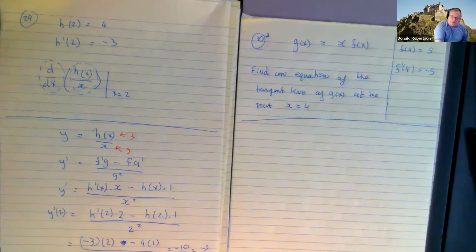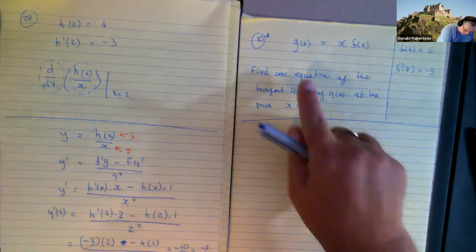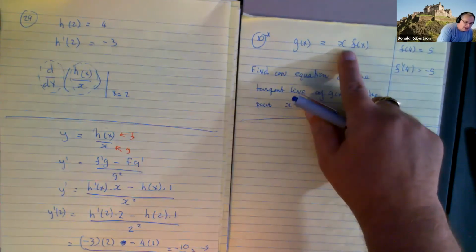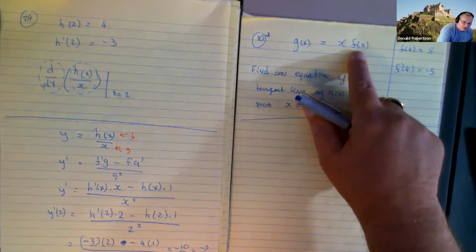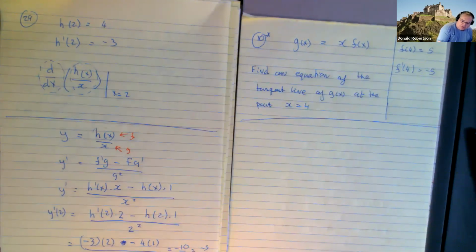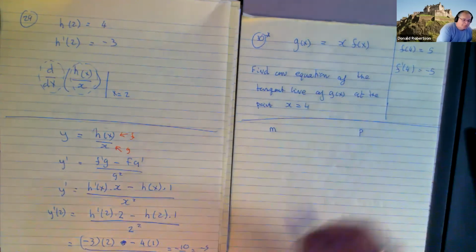So in a lot of ways, this looks impossible. How can you find the equation of a tangent line to a function when you don't know what the function is precisely? Don't we only know that it's x times some function called f of x, and they haven't told us what f of x is? Now, if I want to find the equation of a tangent line, don't I need to know its slope and the point?